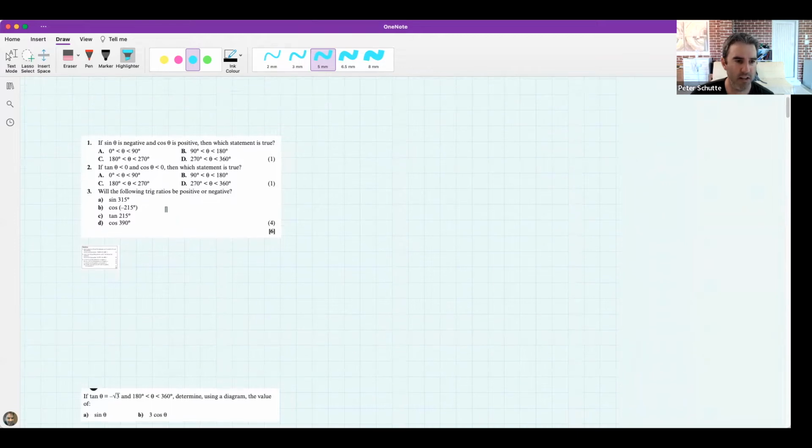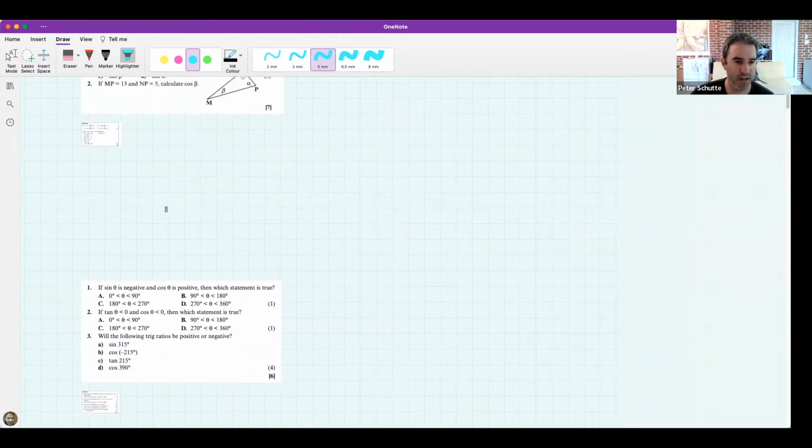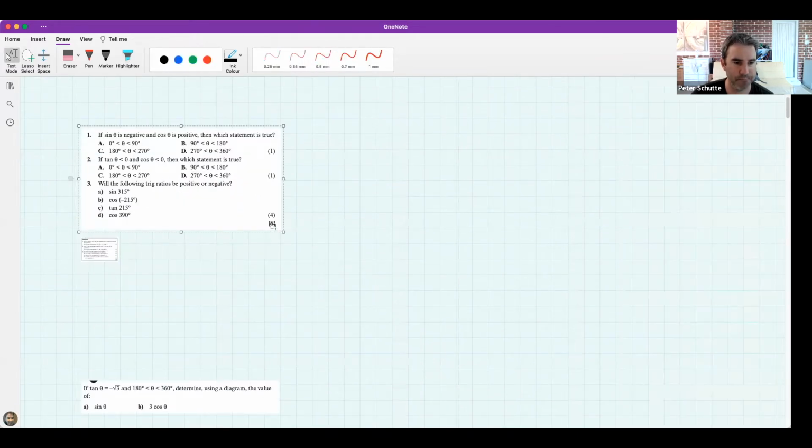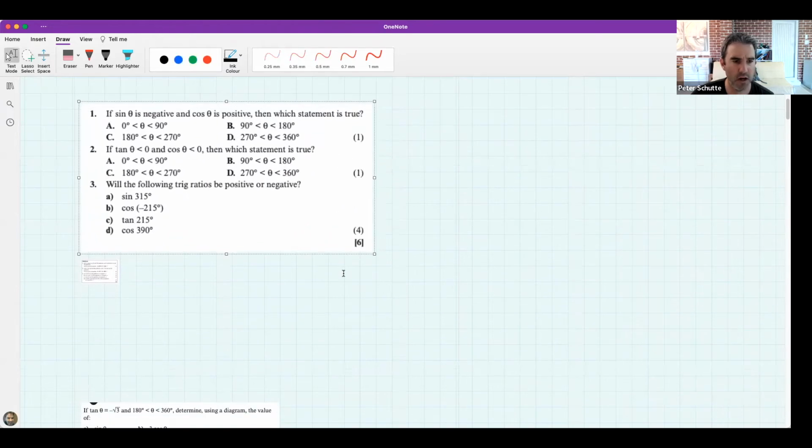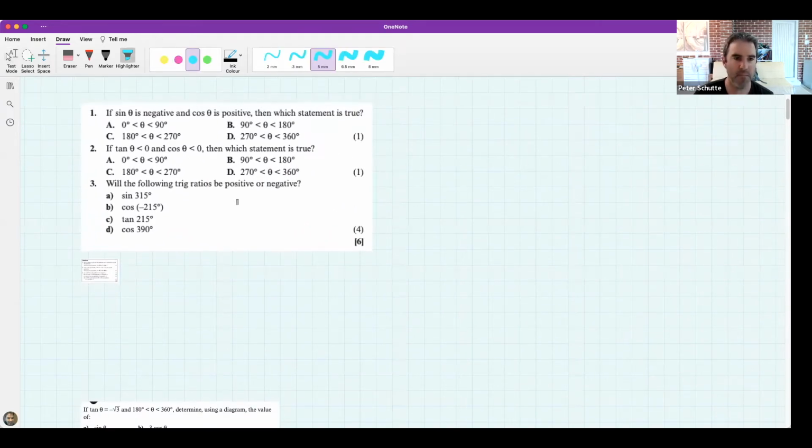Let's just do a little bit of this type of thing. I'm giving you a question that is highlighted in yellow. If tan of theta is less than 0 and cos of theta is less than 0, then which of these statements is true? This is related to the CAST diagram from earlier on. Which answer do you think is correct?